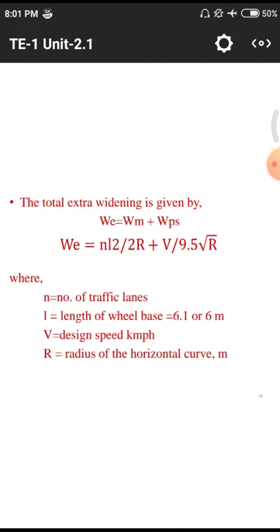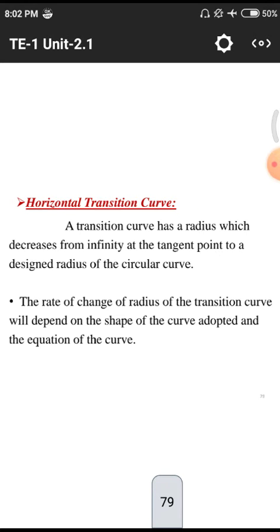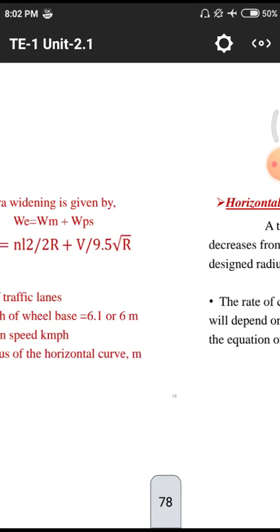But in case of extra widening, we need to merge those two, that means mechanical widening and physiological widening. That is the total widening of the curve, W equals Wm plus Wps, equals NL square by 2R plus V by 9.5 root R. This is the terminology involved in that. After that, we have to discuss this. This is the previous topic.